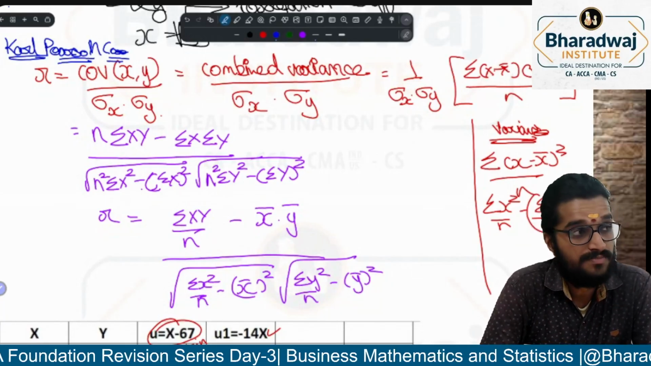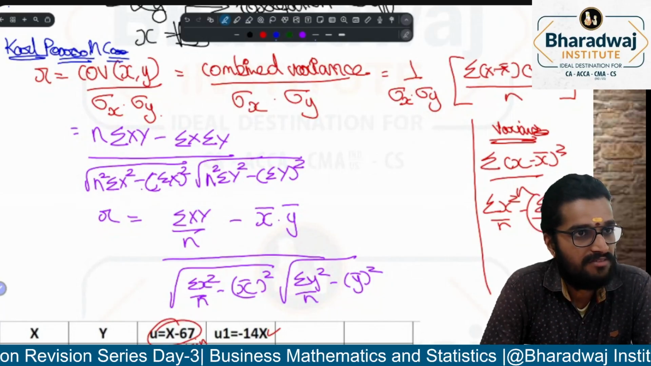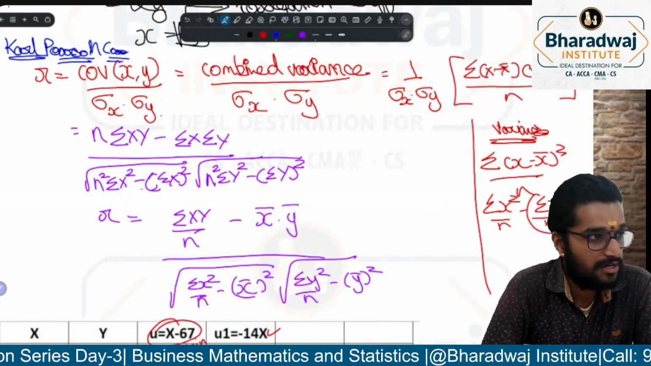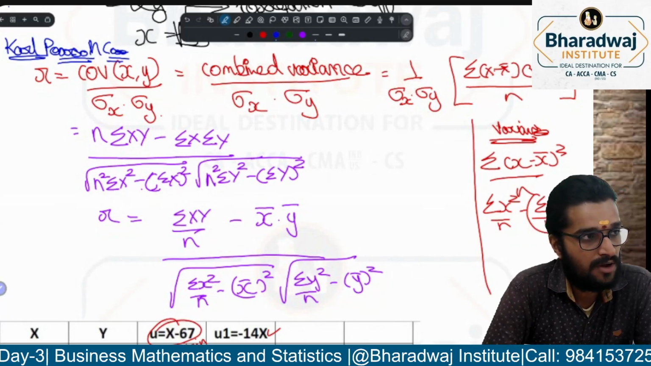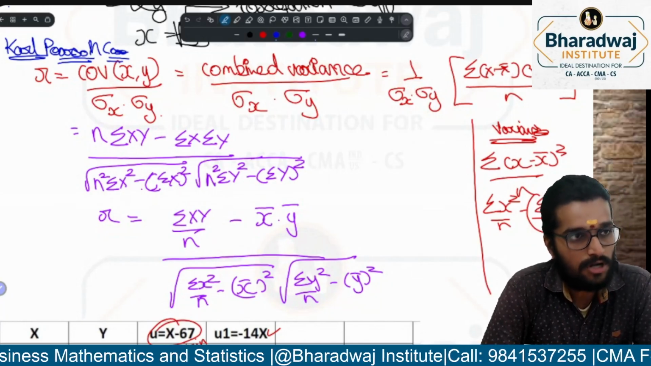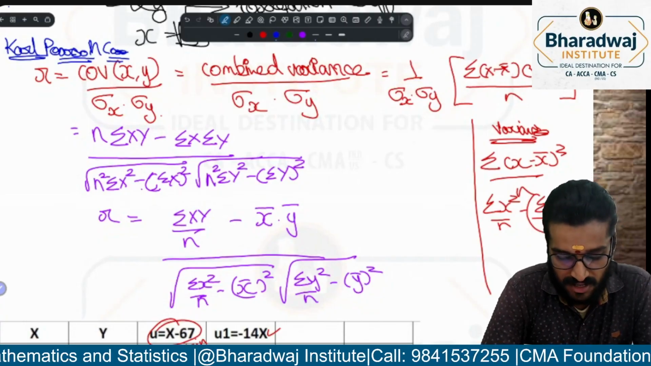Now what is meant by this covariance? Covariance we also call combined variance. While finding variance, we square the deviations from the arithmetic mean. Instead of squaring the deviations, if I make it the product of deviations of two variables, it is called combined variance.